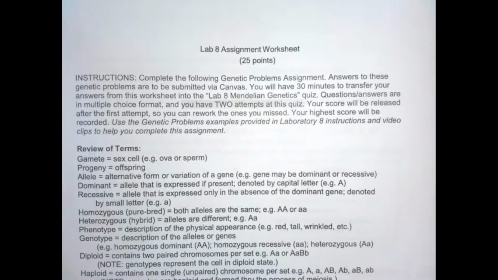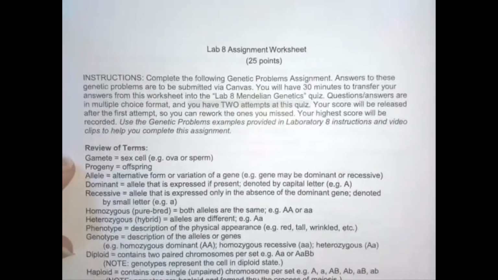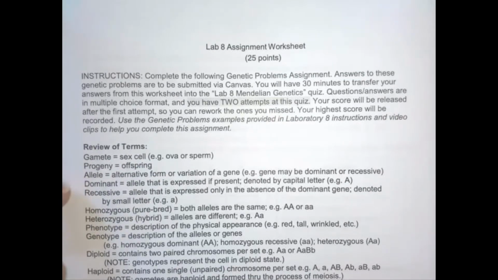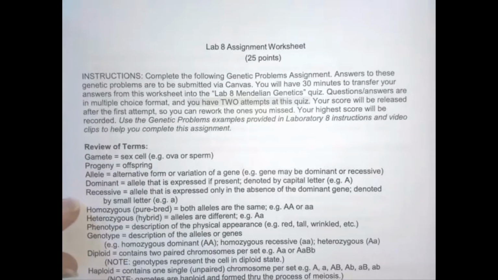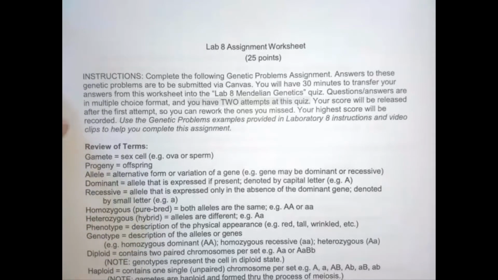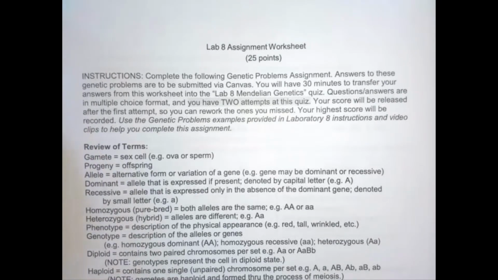You will also notice on here you have lots of review terms that are present. These are terms from the notes: gamete, progeny, allele, dominant, recessive, homozygous, heterozygous. All these terms are going to be important because they're going to help you decode what the question is wanting you to answer.